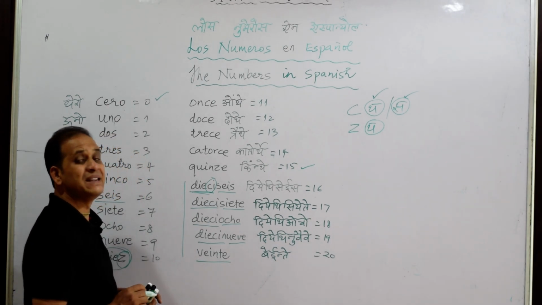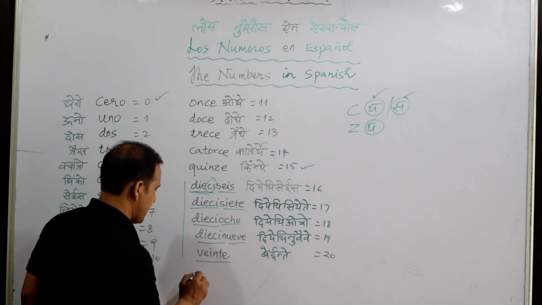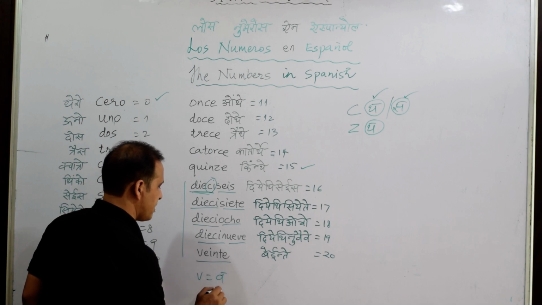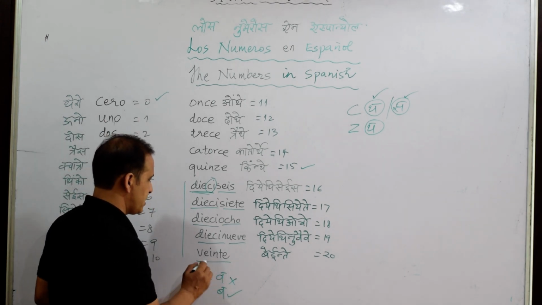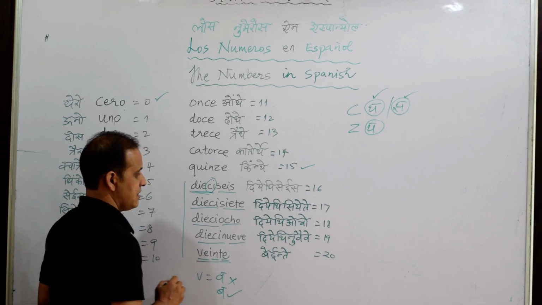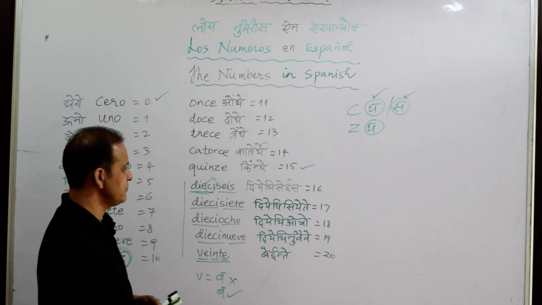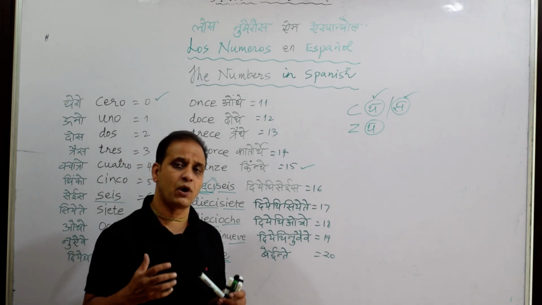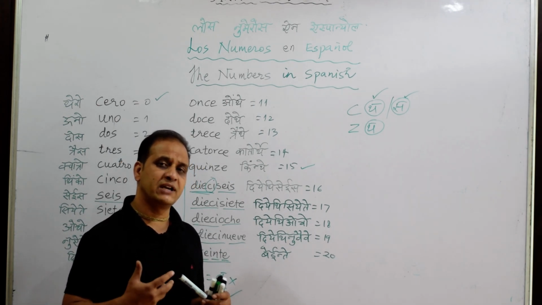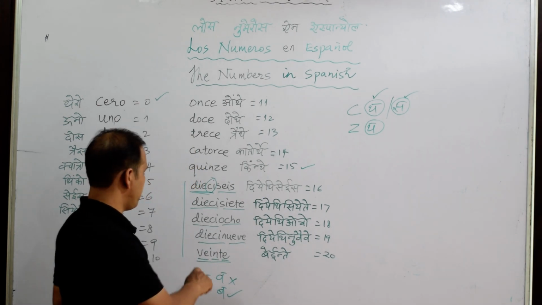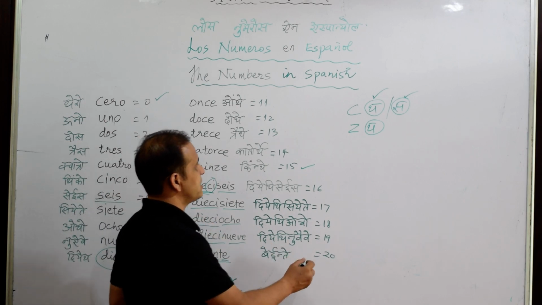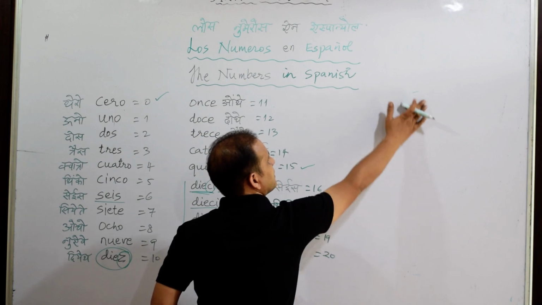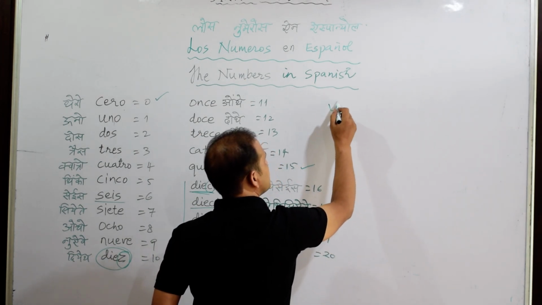Then this is veinte. In Spanish, this does not give v sound, but it gives b sound. So how will you read it? Veinte. That is 20. Reading Spanish is very easy. Why? Because you have to read it the way it is written. Veinte, like that. Okay, veinte is 20. After 20, it is easy.